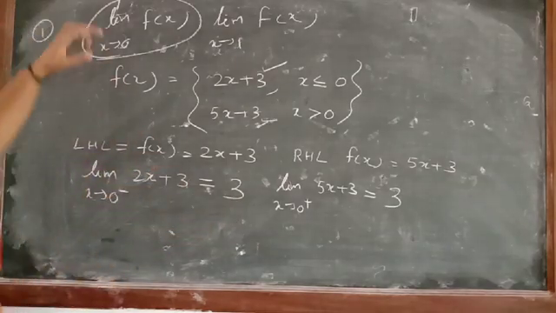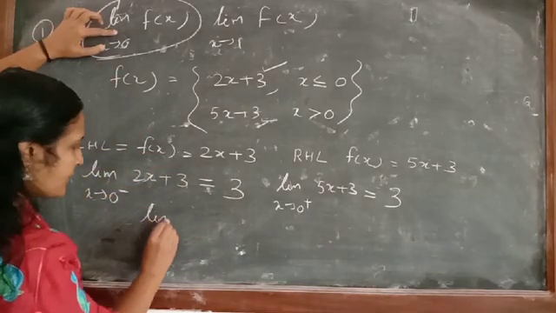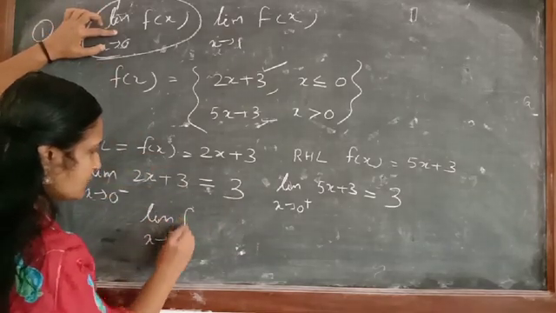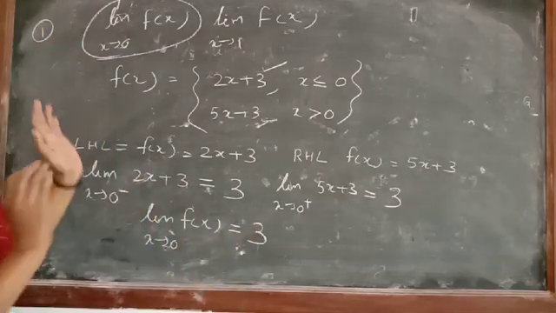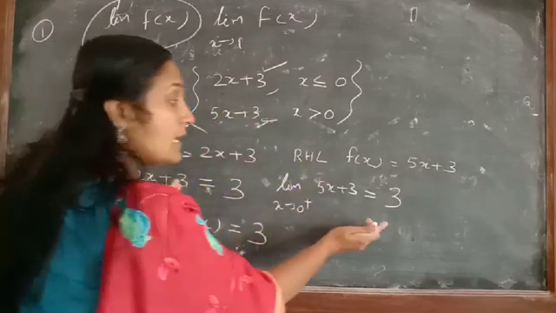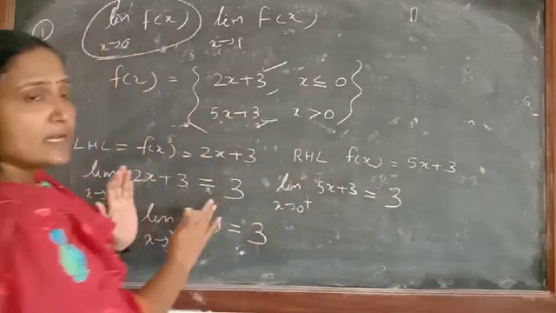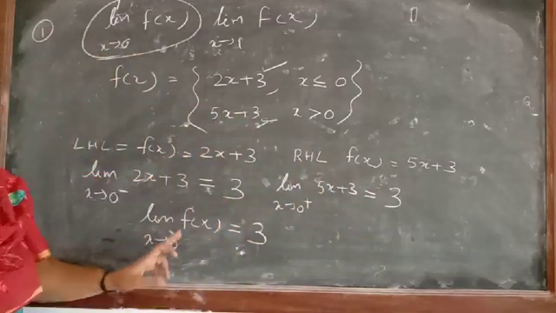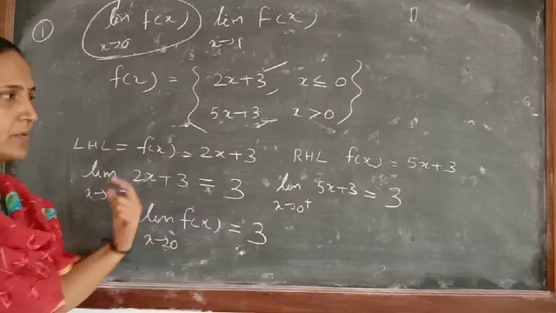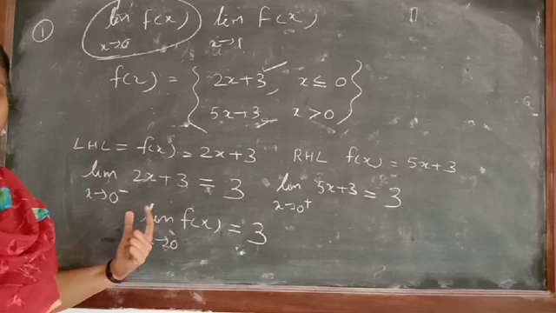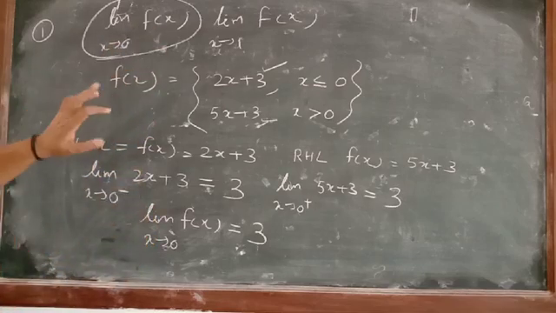So directly we will write down there limit x tends to 0, f of x value will be equal to 3. If both the left hand limit and right hand limit are not equal, then we will write down their limit at that point does not exist. Clear how to calculate the left hand limit and right hand limit? Okay. So the first part is over.